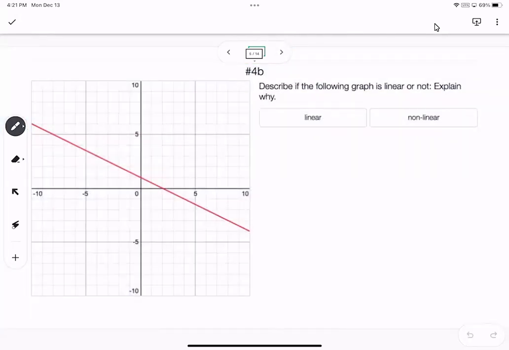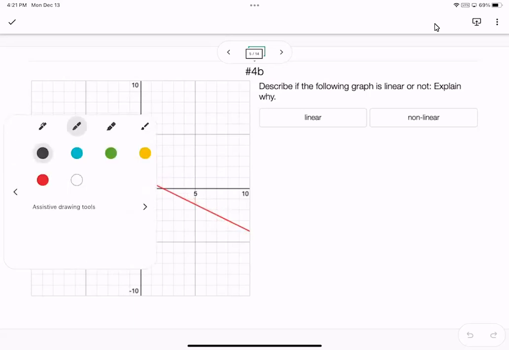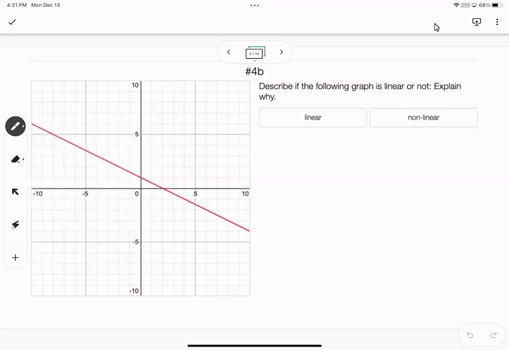Okay, here we go. We have another one. Describe if the following graph is linear or not. Explain why. So here I see a graph. If I look at it from left to right, it seems to be a straight line. We are good there. And from left to right, the graph is decreasing. So here we have a linear function. It's linear because it is a straight line.